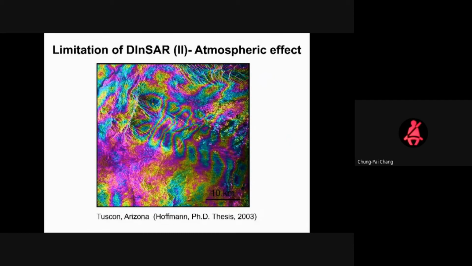This is an interferometric result of 2 images acquired of the same area, but the time interval is only 1 day. But there are very different weather conditions. So you can still see the atmospheric and ionospheric effects in the interferogram, even though there was no deformation during these 2 days. Okay.